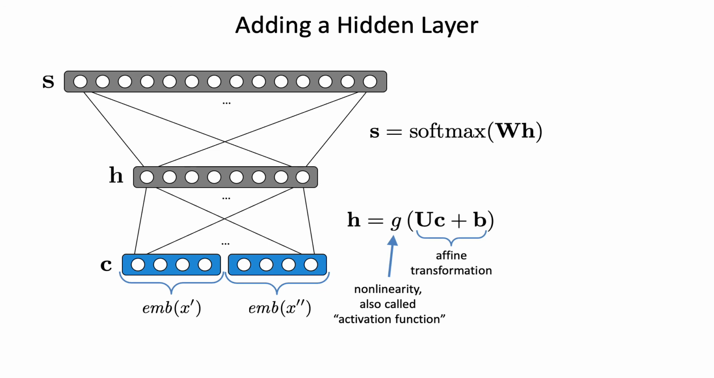We introduced this as a matrix multiplication for simplicity, but to actually gain expressive power with this hidden layer, we need to include a nonlinear function. So we'll instead think of layer computation in this way, where we now have a parameter vector b called a bias vector that we add to the matrix multiplication, and then we have a function g that is applied element-wise to all entries in the vector Uc plus b. The matrix multiplication plus a bias vector is also called an affine transformation, and g is referred to as the nonlinearity or activation function.